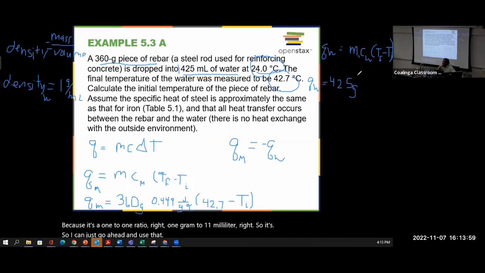So the heat capacity is 4.184. That's joules per degrees Celsius.